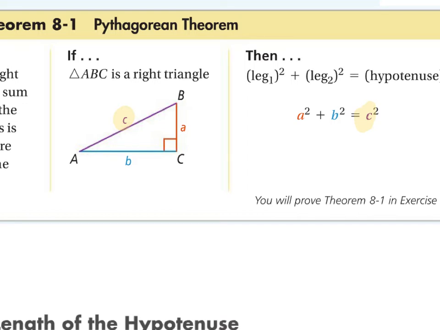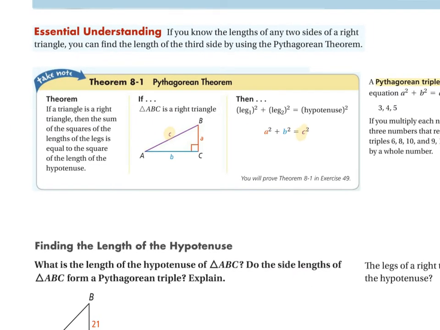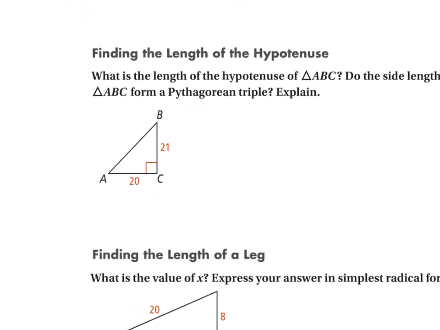The A and B, those are interchangeable, so you could say this is A and that's B, or you could say that's A and that's B. It doesn't matter, you're gonna get the same answer either way, but the C does matter, and the hypotenuse has to be the one by itself. Okay, so I'm gonna skip that part, let's go down to here.